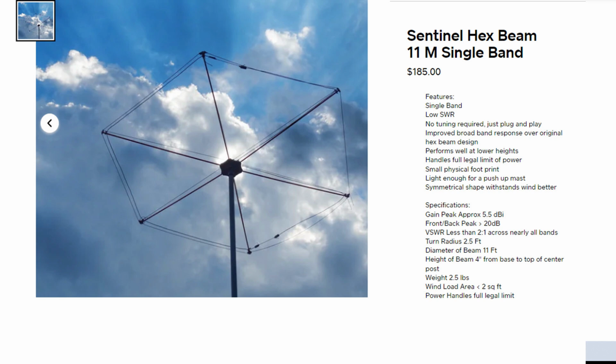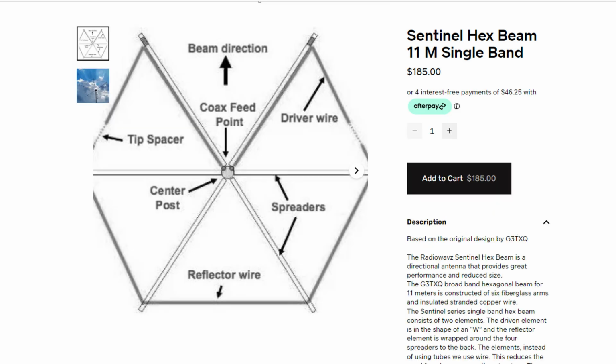Now $185, it's a little more expensive than it was when I purchased it during COVID, so it's kind of pricey. There are plenty of people that have instructions on how to build these. However, I really liked what these guys put together in this kit. It was real simple, very easy to put together.